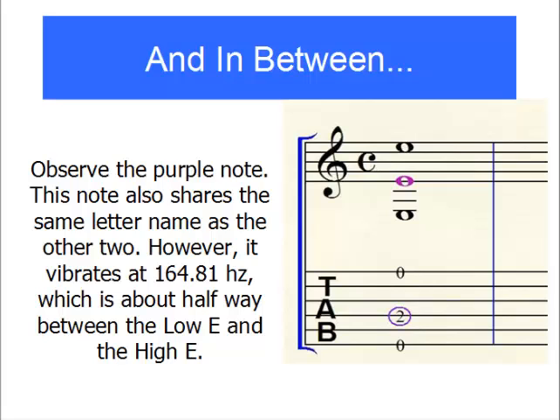The 2 circled below in the tab means you play that with your 2nd finger. So, get on your D string, the 4th string, and play the middle E. Now, if you can, try to play all 3 notes. You have to use your 3 fingers and 2 fingers and a thumb. 1, 2, 3. They're all E's.